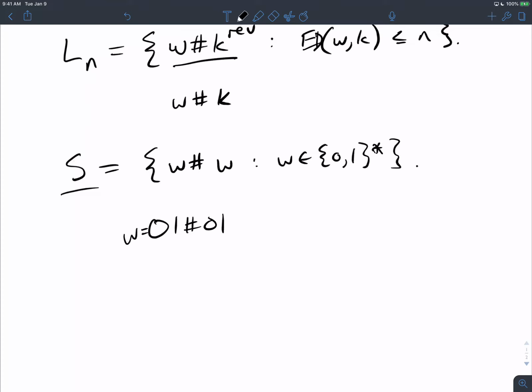What's a simple way? Yeah, 0^p, 1^p, £, 0^p, 1^p. Is that in the language? Yes. Is it long enough?